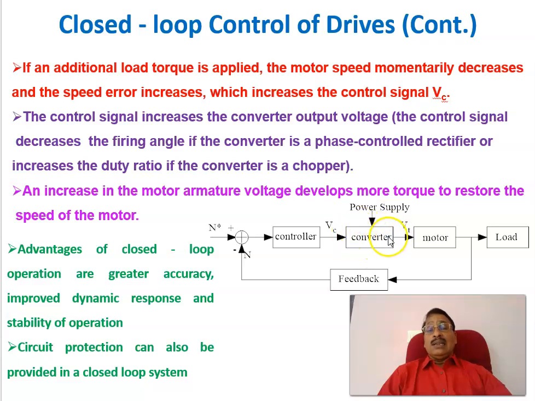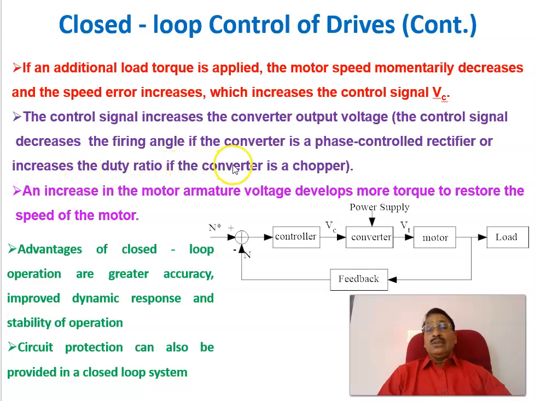That will be adjusting the controller in such a way that it will be producing the required voltage across the motor and producing the required motor torque. Therefore, the control signal, this VC control signal, which is the output of the PI controller, increases the converter output voltage. That is, if it is a phase control rectifier, the control signal decreases the firing angle and the voltage is increasing. Or if it is a chopper, since it's a DC motor and the input is DC, it will be increasing the duty ratio.